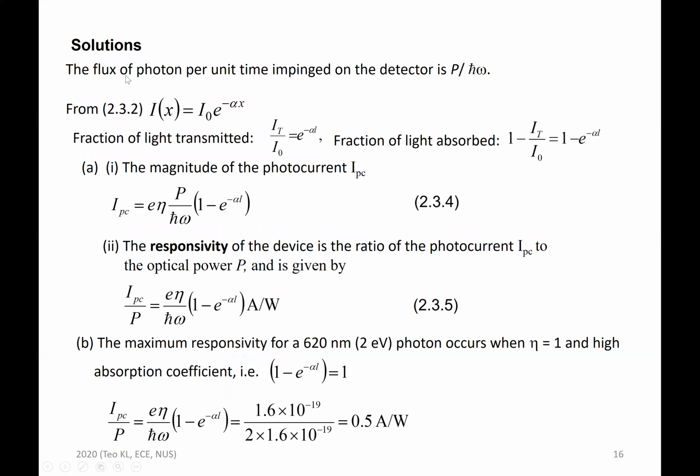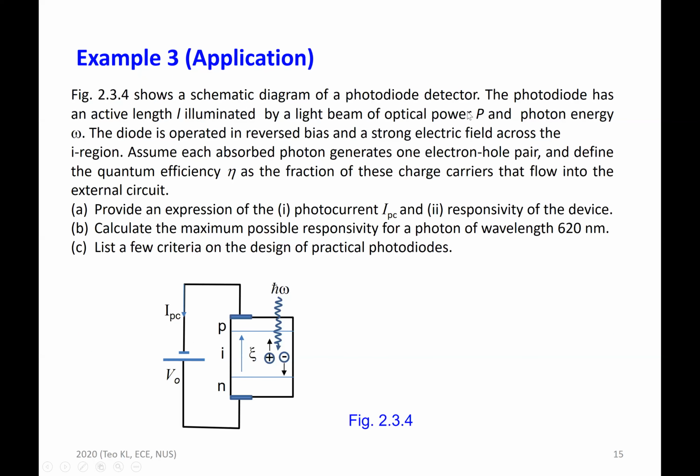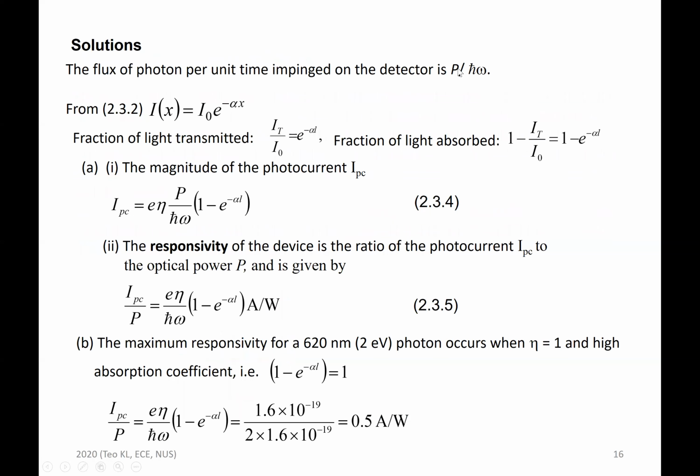Okay, the flux of photons per unit time impinged on the detector is P over ħω, meaning that, let's say in 1 second, what's the number of photons that strike onto the detector? And that is defined as P over ħω. Remember, your P is optical power, and power is basically work done divided by time, or joules over second. And ħω is measured in joules. So in dimension, this is per second, so therefore it's per unit time.